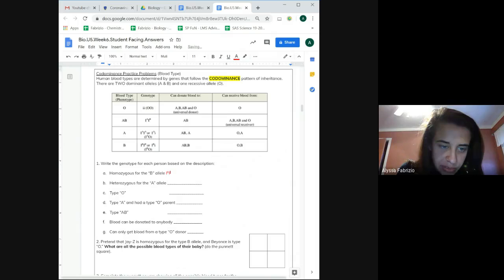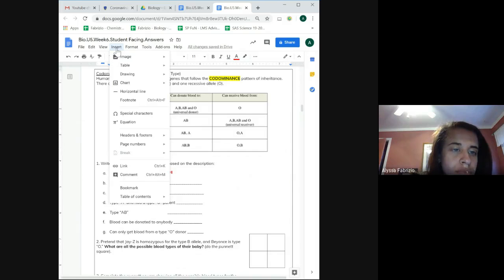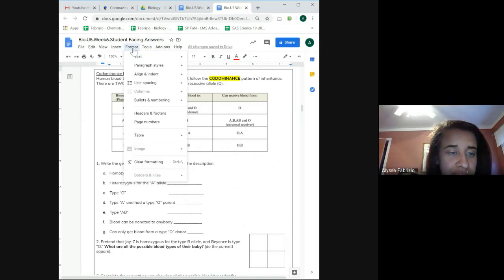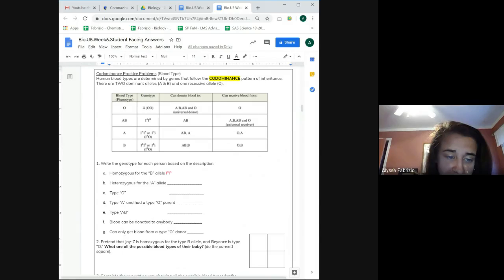And to do the superscripts, you can either go to format and then text and then do superscript right here, or you can press the control button and then the period button to do a superscript. So that's what I do. That's the easiest way for me to do it.